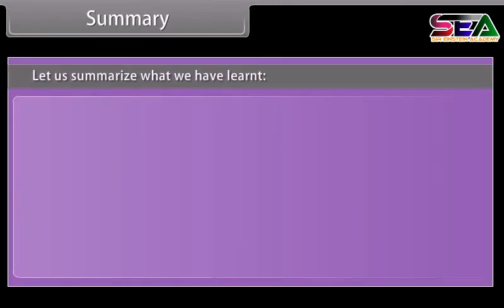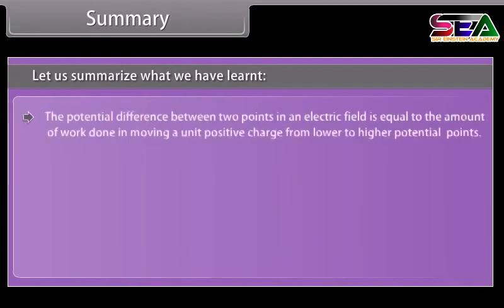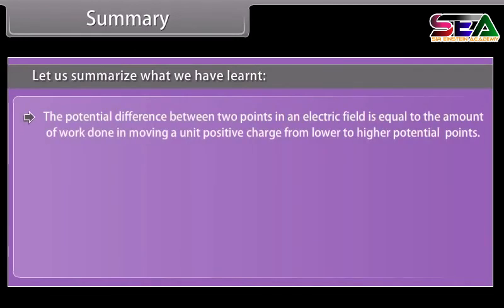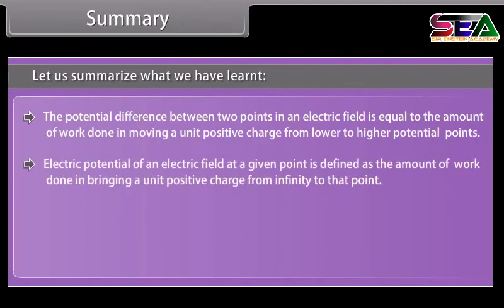Summary. Let us summarize what we have learned. The potential difference between 2 points in an electric field is equal to the amount of work done in moving a unit positive charge from lower to higher potential points. Electric potential of an electric field at a given point is defined as the amount of work done in bringing a unit positive charge from infinity to that point.